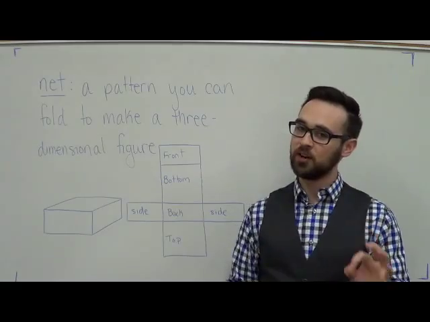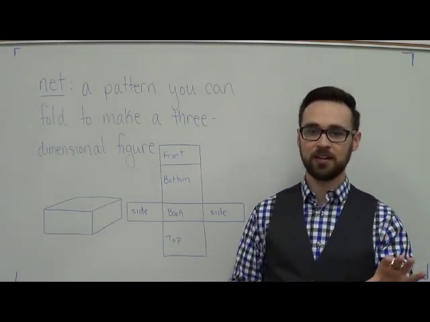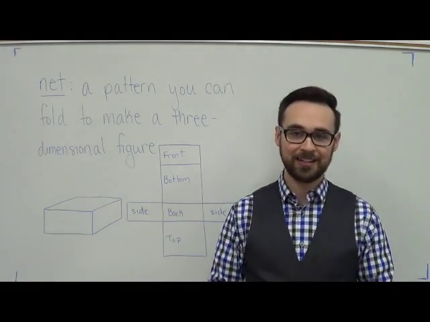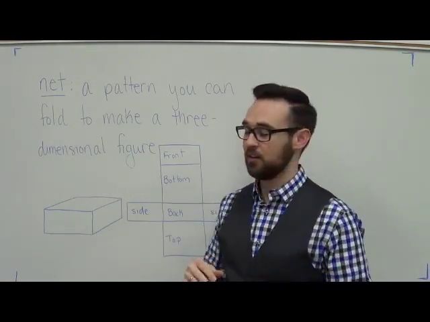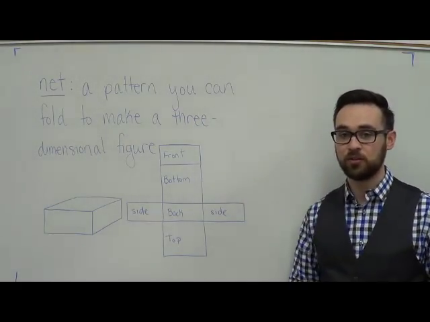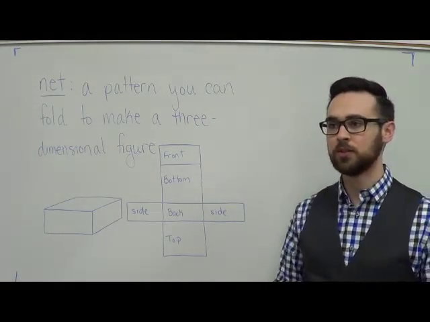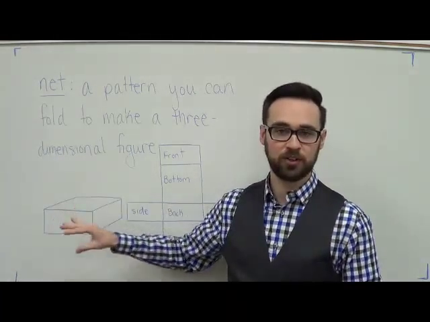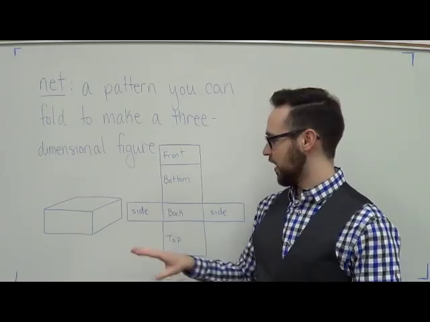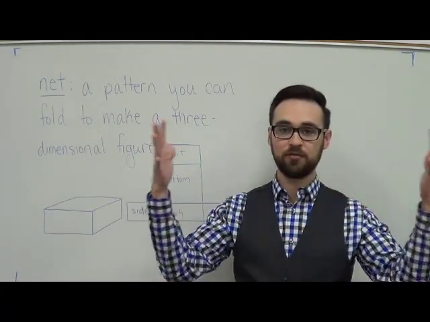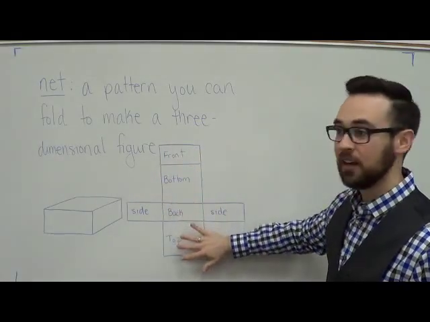I know we talked about this a little bit in the lesson that we did last time, but I want to review and make sure that we're all on the same page with what a net is, because that's really what you're finding the area of. A net is a pattern that you can fold to make a three-dimensional figure. So if I have this rectangular prism, which looks like a flat box, and I cut it apart at the seams and unfolded all of it, it would look like this.